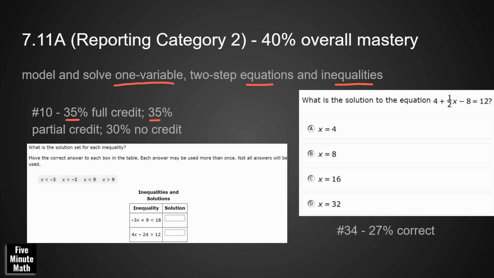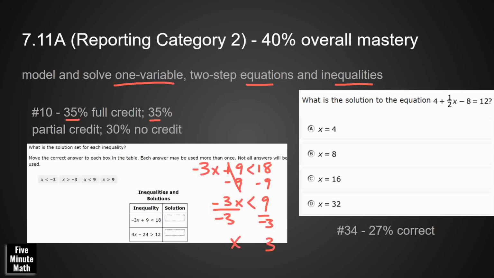So let's look at this first one. Negative 3x plus 9 less than 18. What we're going to do is pretend that's an equal sign. We're just going to use the properties of equality here to kind of isolate that x. So if I subtract 9 from both sides, I get negative 3x is less than 9. Now here's the problem. I need to divide by negative 3 to get that x isolated.